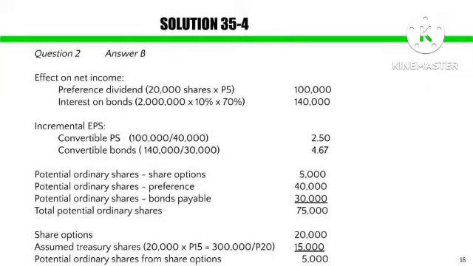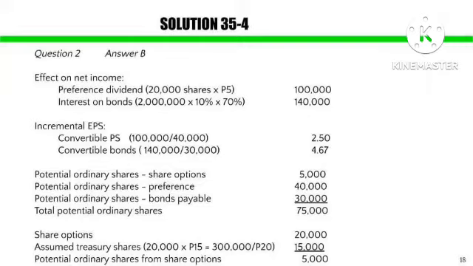Then, para makuha po natin yung total number of potentially dilutive ordinary shares, we have potential ordinary shares from share options. Saan po galing yung 5,000? Yung 5,000 po is galing po dito sa share options na 20,000. Nilas po dito yung assumed treasury shares. Kasi po, ina-assume po dito sa diluted earnings per share na yung proceeds po na makukuha po sa ating pag-exercise ng share options ay na-allocate or nalalagay po sa treasury shares.